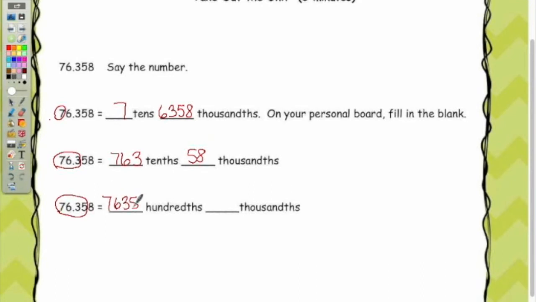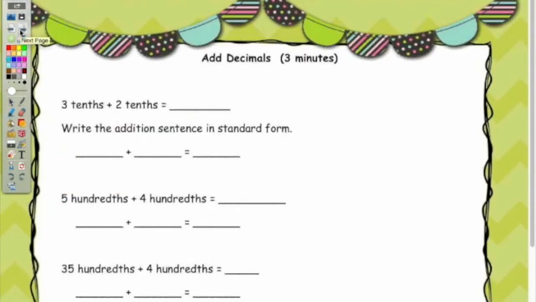7,635 hundredths and 8 thousandths. Something new that you'll probably come across, maybe even already have seen it on Zern, I'm not sure. Okay, this one's just a review.